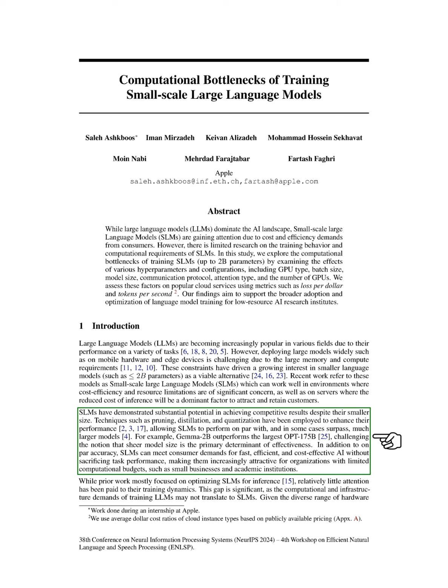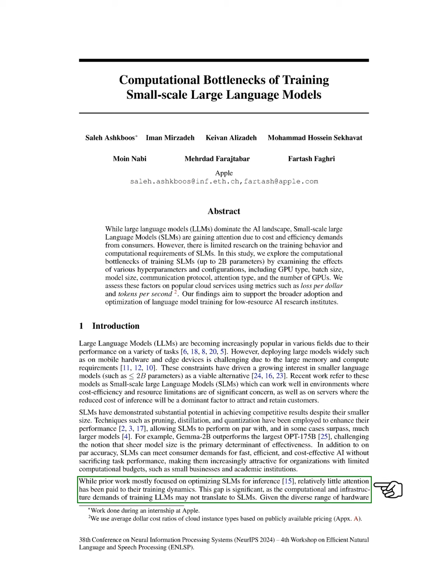For instance, the Gemma 2B model outperforms the much larger OPT-175B, challenging the idea that size alone determines a model's effectiveness. Additionally, SLMs can deliver fast, efficient, and cost-effective AI solutions without compromising on performance, making them appealing for organizations with limited budgets, such as small businesses and academic institutions.